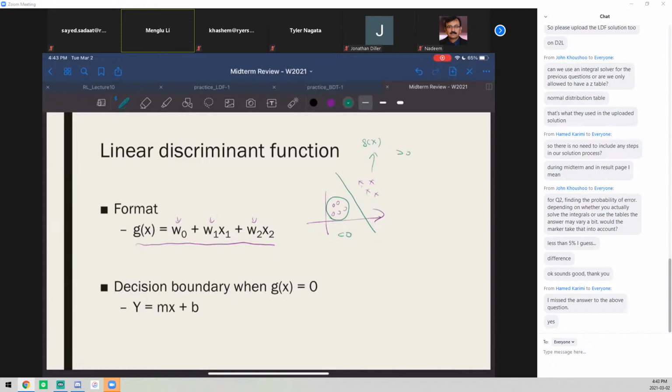To find the decision boundary, we let the G function equal 0. Then we can convert this to a linear line, where m is the slope and b is the y-intercept.